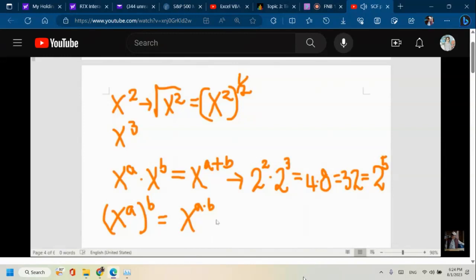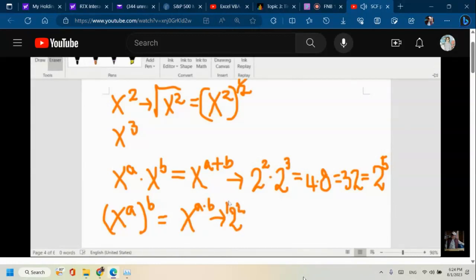Now then, this rule can also be easily verified. There are a couple of other rules, but we don't have time for that. We're going to revisit it later. Try the same thing. If you have 2 squared, this is what's wrong with.